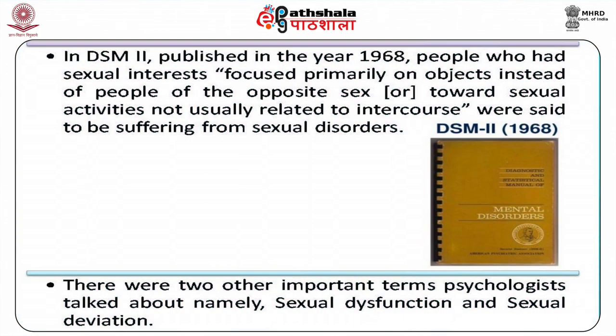In DSM-2, published in the year 1968, people who had sexual interest focused primarily on objects instead of people of the opposite sex, or towards sexual activities not usually related to intercourse, were also said to be suffering from sexual disorders. There were two other important terms psychologists talked about, namely sexual dysfunction and sexual deviation.